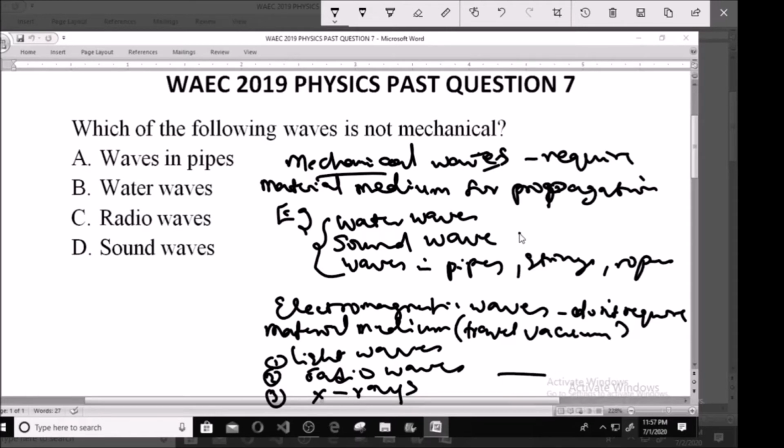This one requires a medium to travel. So anyone that requires a medium to travel is known as mechanical. The ones that don't require, that can travel through vacuum, they are regarded as electromagnetic waves. So from this you can simply see that the one that is not mechanical here, which is radio wave, is electromagnetic. So that makes option C the right answer.